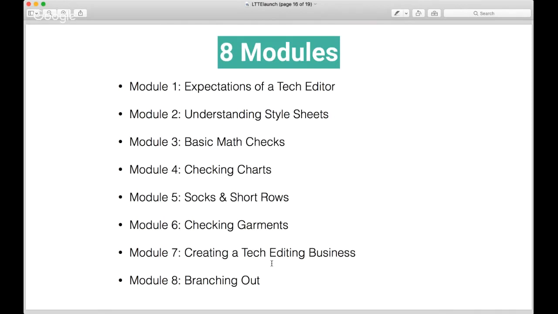Then Module 6, we go into checking garments. Garments are big, just a lot of numbers. So we're going to talk about checking garments, sets and sleeves, raglans, things like that, and how to check all of those different types of numbers. We don't go over how to do the construction, like you wouldn't be able to learn how to design it, but we do cover the construction in terms of what that means for checking numbers.